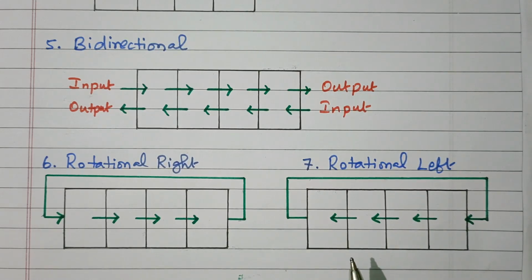So in this video we discussed the registers available in digital electronics. Register is nothing but a storage element made up of flip-flops. Flip-flop is the storage element. It is used for storing the data as well as shifting the data. Right. In that there are various types: serial in, serial out; serial in, parallel out; parallel in, parallel out; parallel in, serial out. These are the 4 types. Then bidirectional also, left to right and right to left. Then rotational, rotating left side and rotating right side.